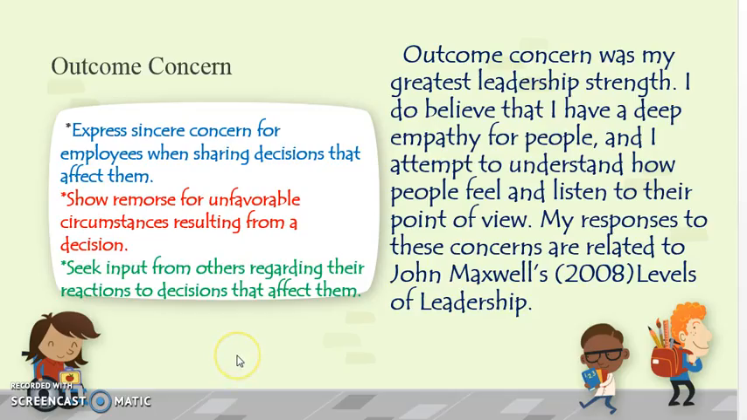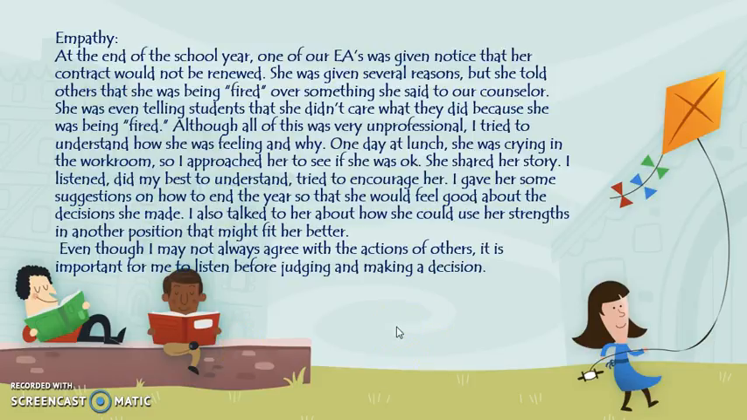I'll show you the first strength that this person talked about, which was outcome concern. It's also related to empathy, and it's sincere concern for employees when sharing decisions that affect them, showing remorse for unfavorable circumstances resulting from a decision, and seeking input from others regarding their reactions to decisions that affect them. On this slide also you'll notice that John Maxwell is cited as the related theorist. And so she explains an event that took place just recently at the end of the current school year, and you can read through this story on your own.